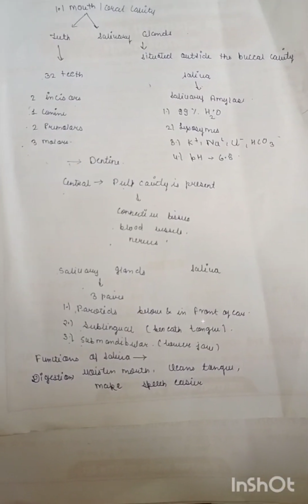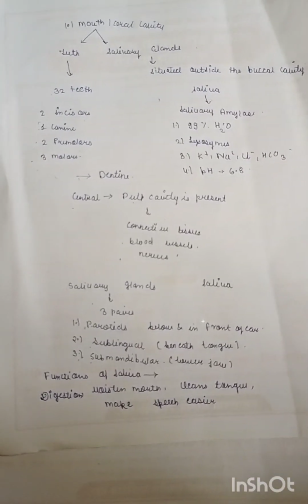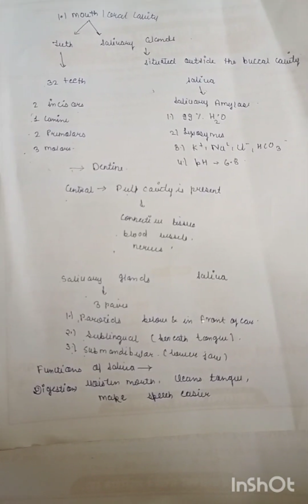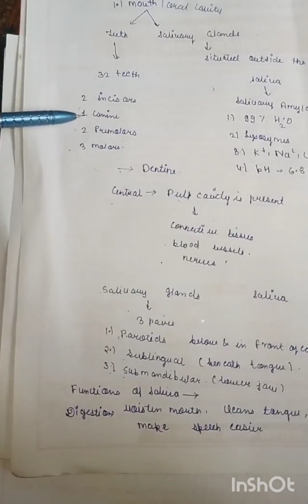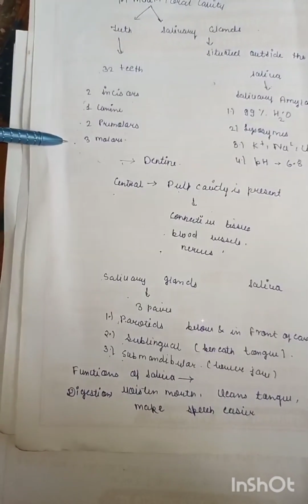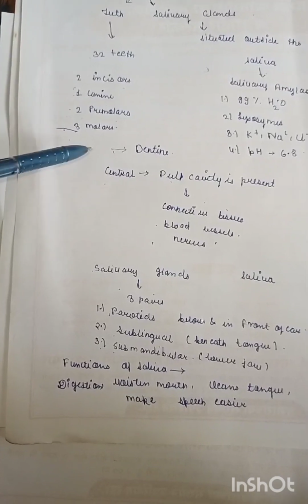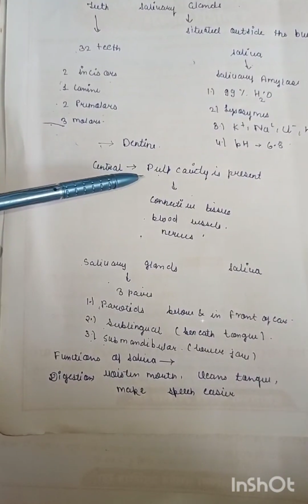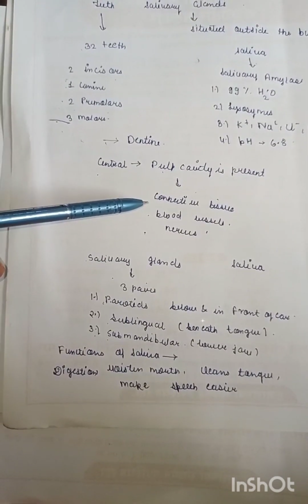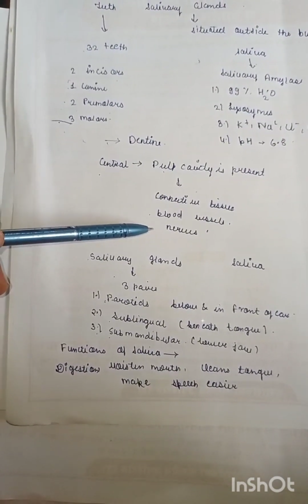So now let's take a look at every part of the digestive system. The first part being the mouth, it is also known as the oral cavity. The mouth consists of the teeth and the salivary glands. In an adult human, we have 32 teeth: 2 incisors, 1 canine, 2 premolars and 3 molars. The teeth are made up of a substance known as dentine, and in the central part of the teeth, the pulp cavity is present, which consists of connective tissue, blood vessels and nerves.